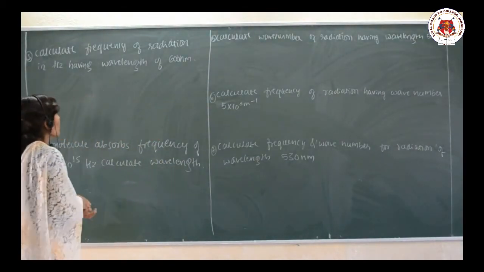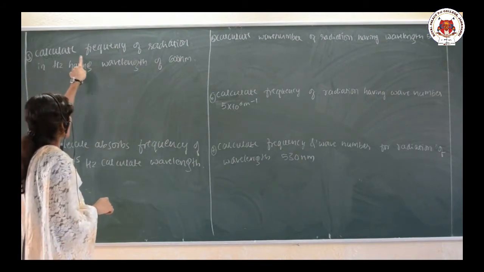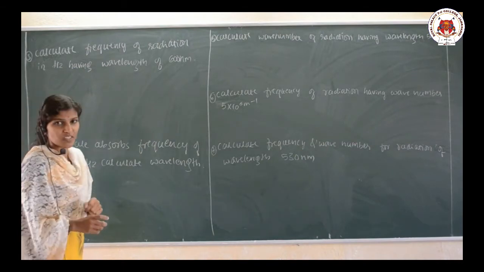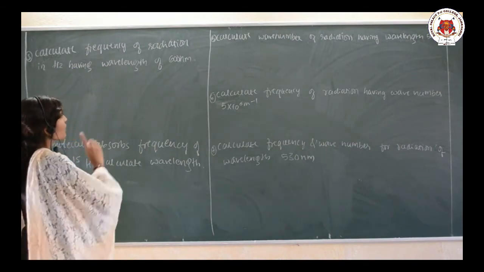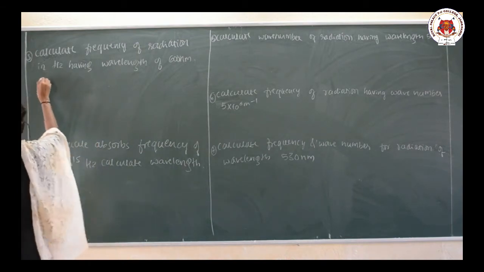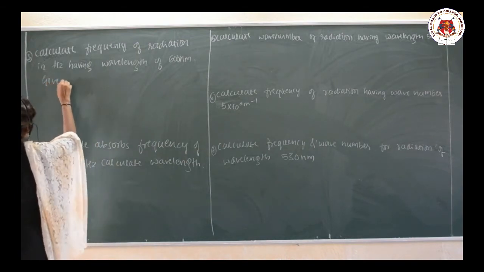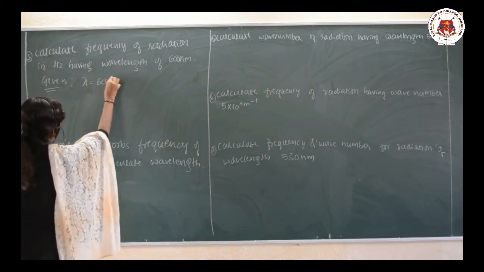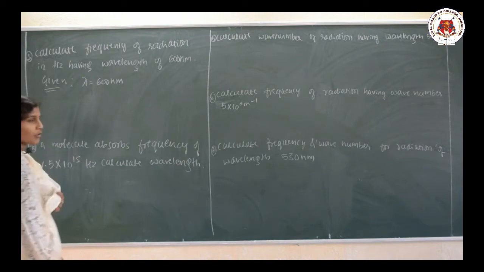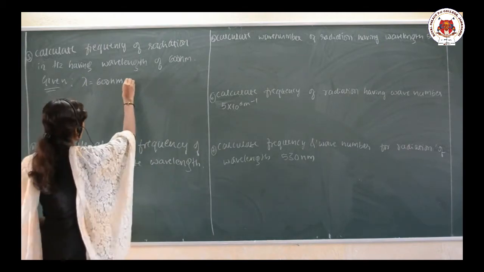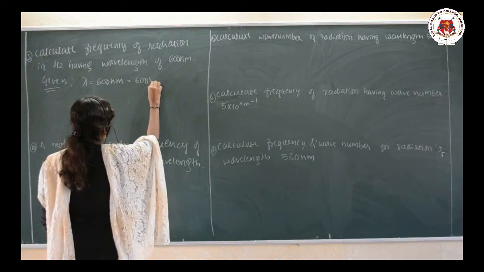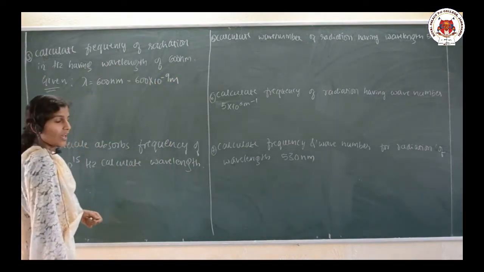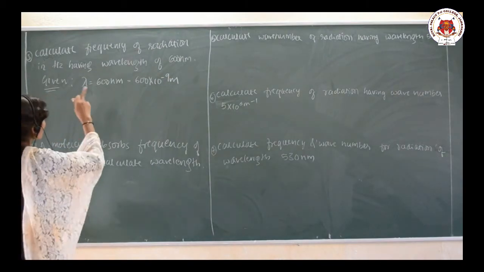Okay. So, here: calculate the frequency of the radiation in hertz having the wavelength of 600 nanometer. It means they have given the wavelength. So, what is given? Wavelength lambda is equal to 600 nanometer. The nanometer should be converted into meter, that is 600 into 10 to the power minus 9 meter. And what we need to calculate? We need to calculate the frequency.